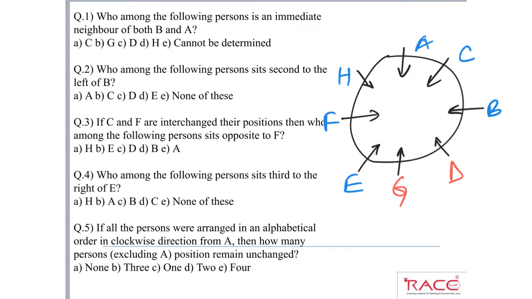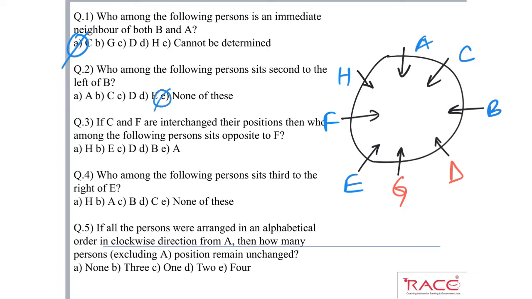Now these are the questions based on the information given. First question: who among the following persons is the immediate neighbor of both A and B? The immediate neighbor of A and B is C. So our answer is option A. Next, who among the following persons sits second to the left of B? Here we have B, first left, second left. The answer is G. G is not in the options, so option E will be our answer.